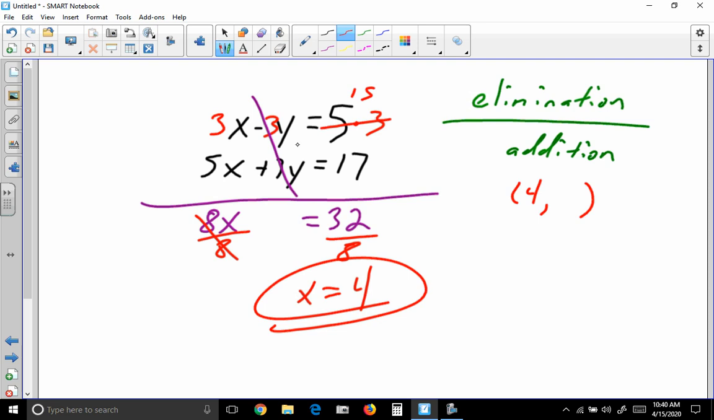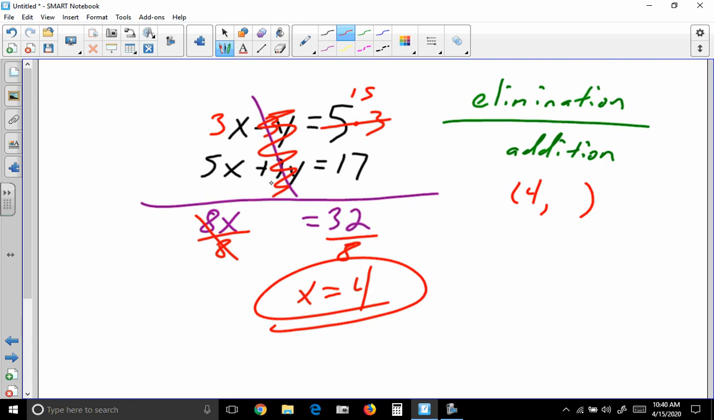So our objective here was to make our y's opposites of each other or our x's opposites of each other. Once we made our y's opposites, when we added our equations, those canceled. So that gave us an equation that only had one variable. That's something we can solve.